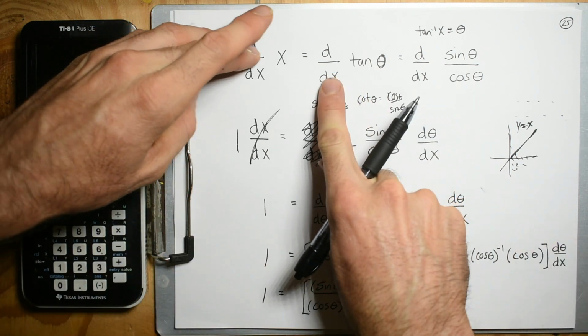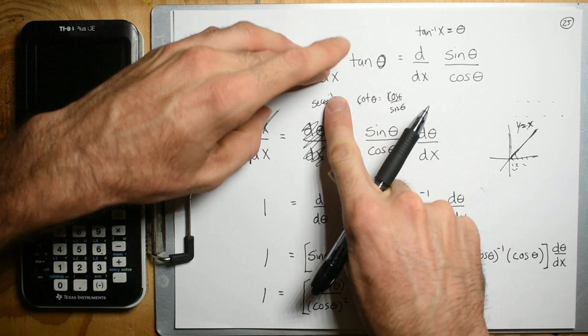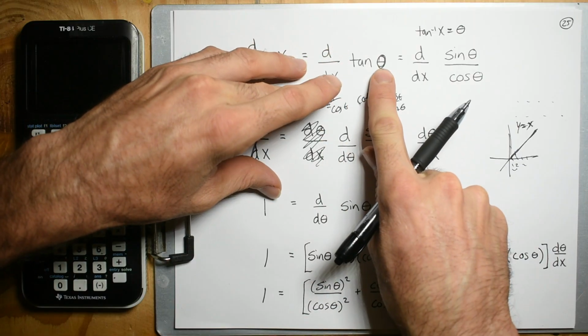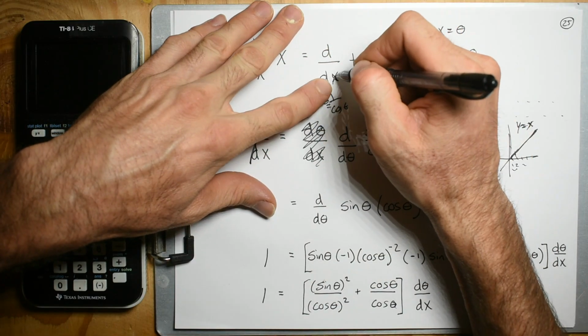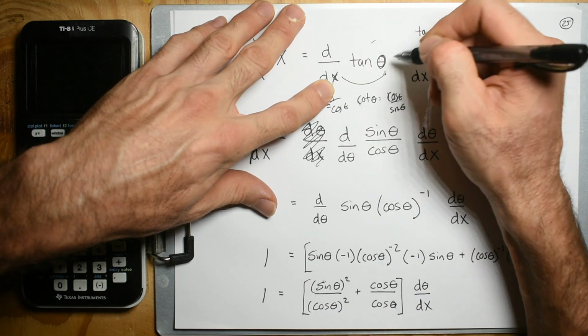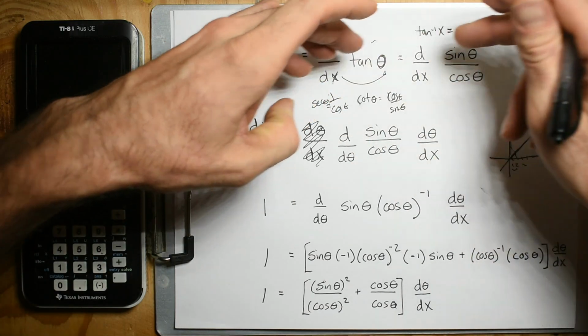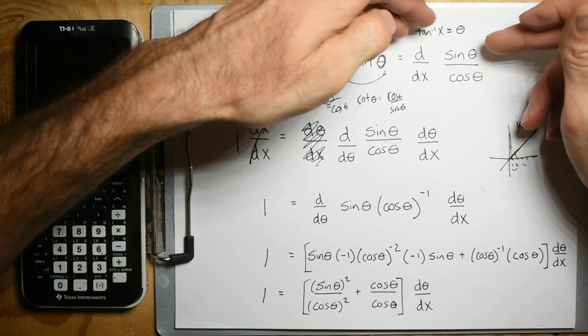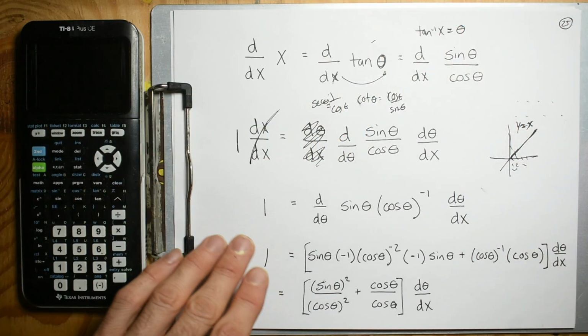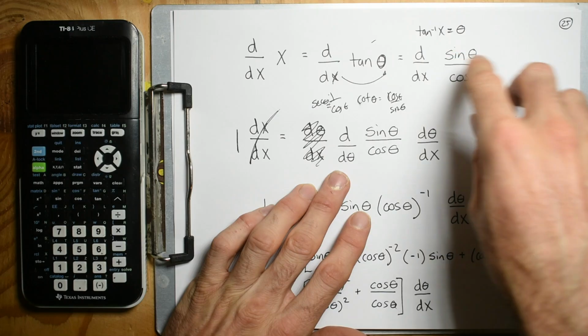Okay, so we're going to take the derivative with respect to x of tangent of theta. Again, we can't take the derivative with respect to x when we don't see the x. We have to use the chain rule, but this step is just getting tangent as sine theta over cosine theta. This step uses the chain rule.